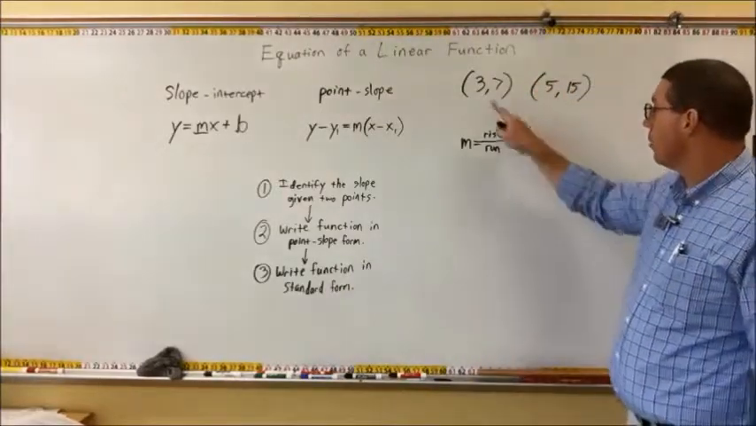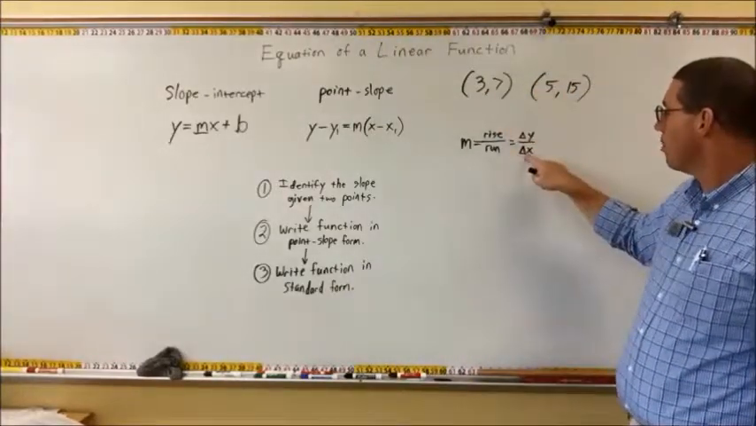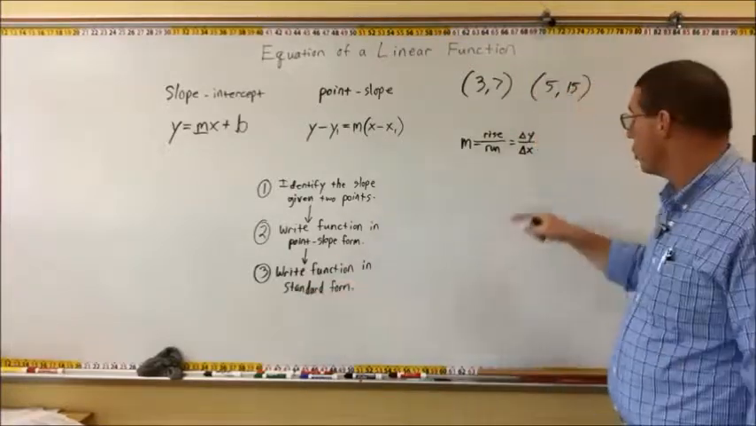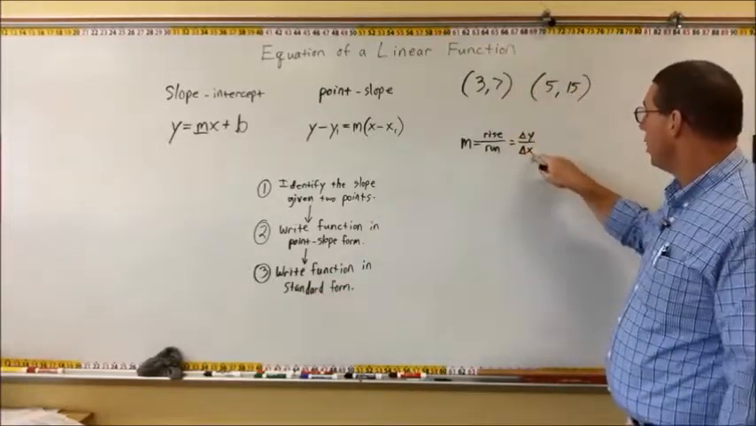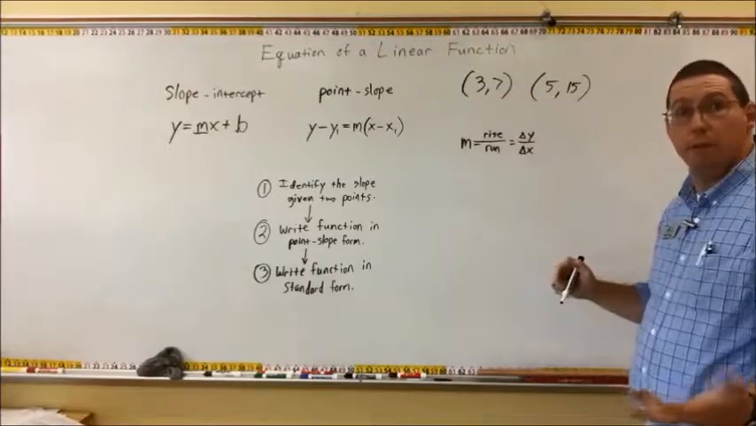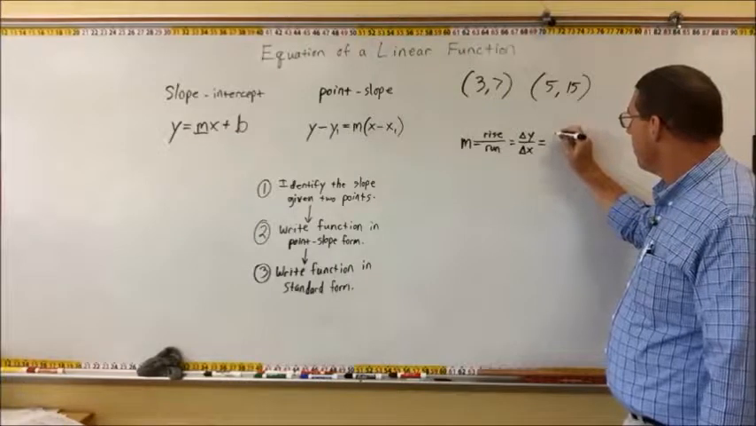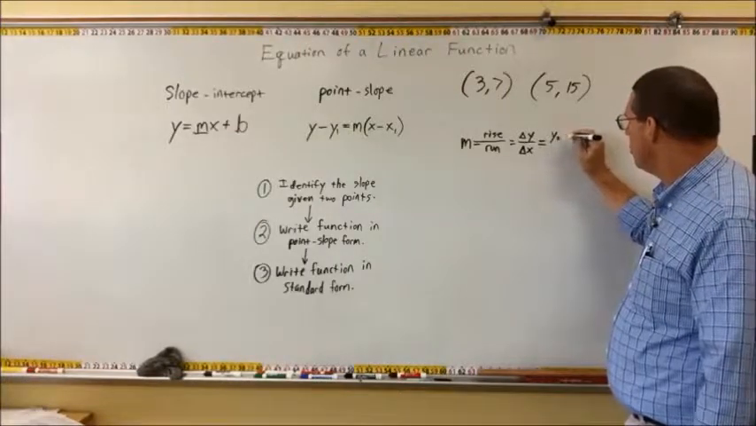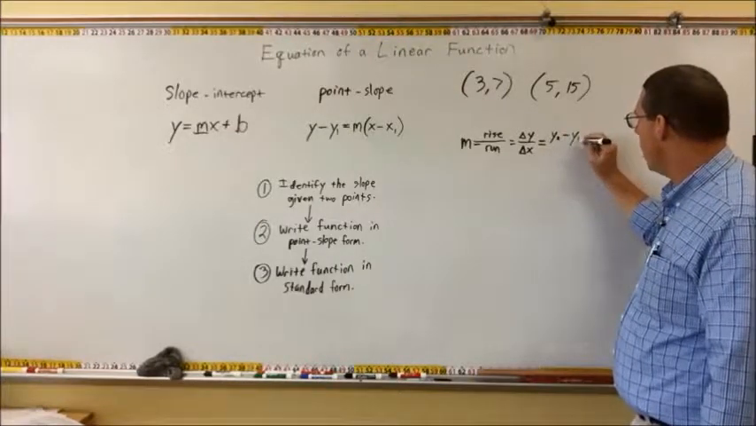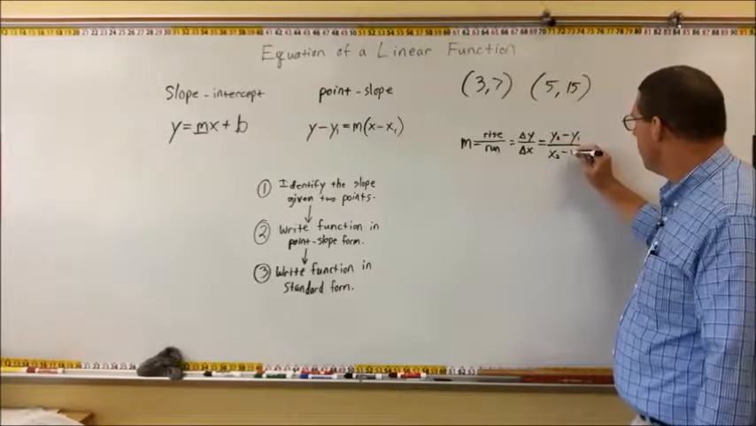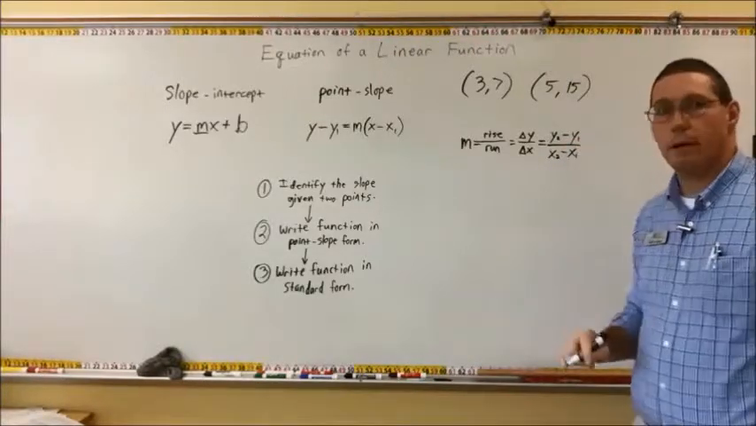And here, going from 3 up to 5, what was the change in x? Well, the change in x is 2. So here our change in y is 8, and our change in x is 2. But there's a formula for it, and this is the formula I want you to use. The formula is y2 minus y1 over x2 minus x1, okay?